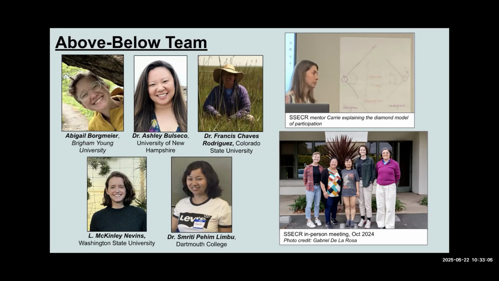So here's a picture of Carrie. She's explaining the diamond model of participation, which is very popular among the Seeker fellows. And if you don't know about the diamond model of participation, it talks about how different ideas come together, generate discussion, and diverge in new and exciting directions. So our above and below team came together because of shared interest and vision.